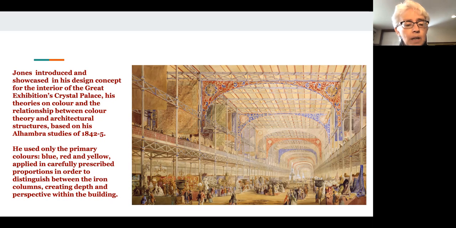Alhambra studies. So we can see here that he used the primary colors, and he talks a lot about primary and secondary colors and how to use them to enhance and emphasize architectural structure. So here we see blue, red, yellow applied in careful and prescribed proportions in order to distinguish structure, iron columns, and creating depth and perspective within the building. So an awful lot of color theory and scientific analysis going on here.